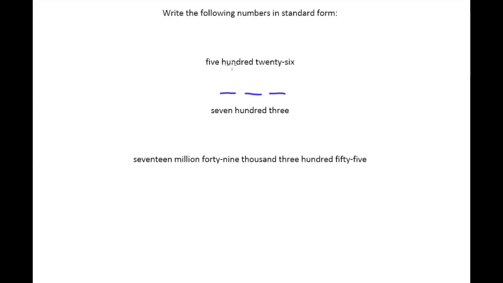Now since it says 500, it's pretty clear that the 5 should go in the hundreds place. And then 26, well, 20 is indicating the tens place, so that's a 2 in the tens place and a 6 in the ones place.